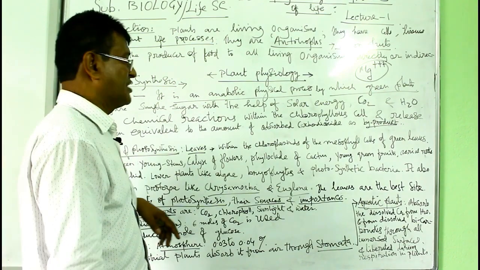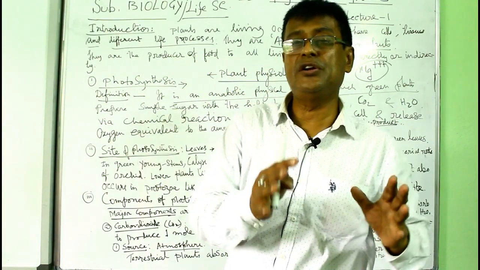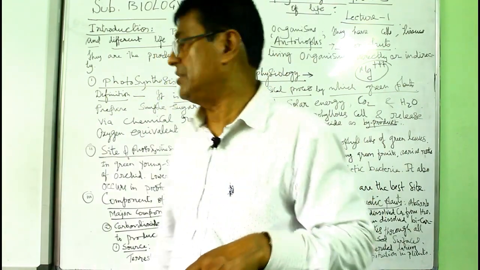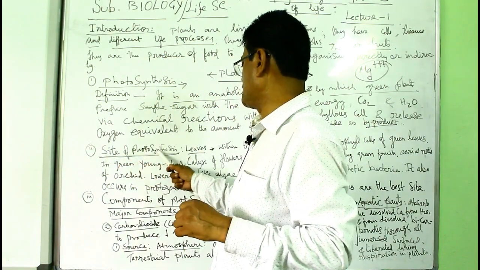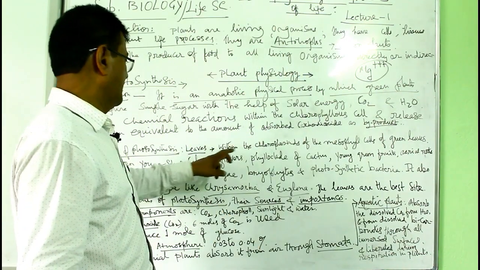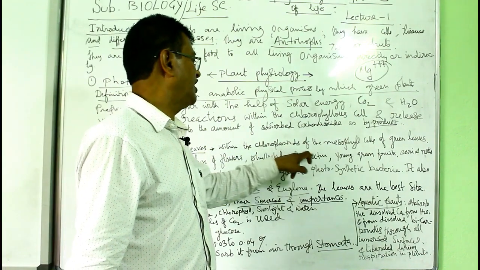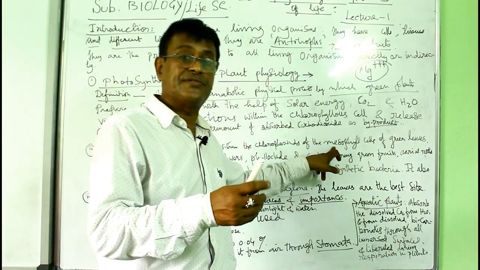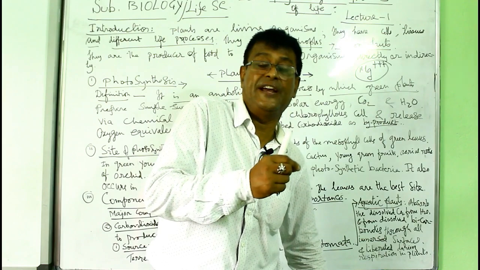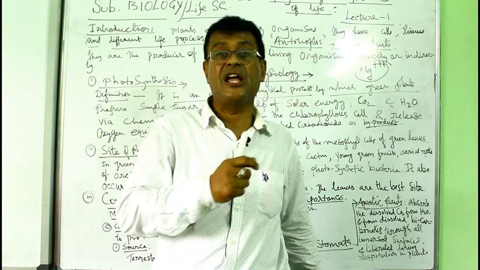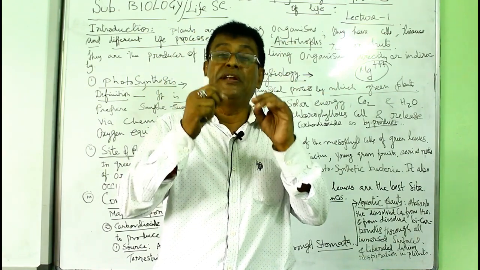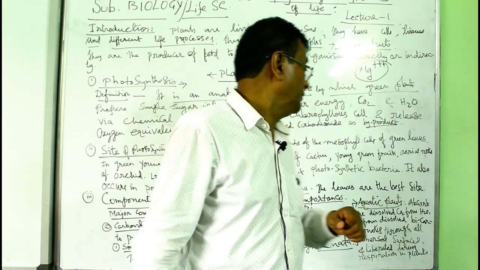Now where does the photosynthesis take place? The site of photosynthesis is especially the leaves. Within the chloroplasts of the mesophyll tissue, if you take a section of the leaf, you will find mesophyll tissue, and there especially is a kind of parenchymatous cell known as palisade parenchyma. This palisade parenchyma is full of chlorophyll. They are actually made for the preparation of the food.